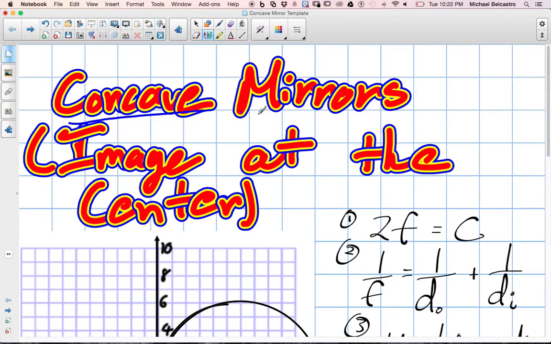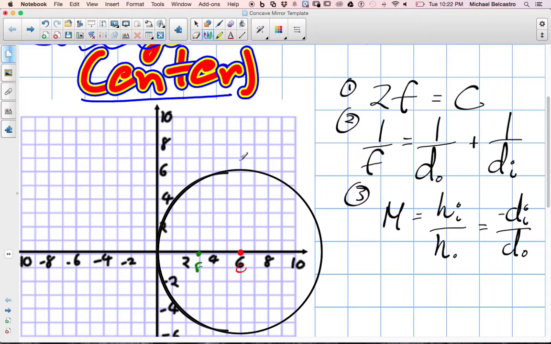We're going to look at concave mirrors, and we're going to look at an instance when the image of the concave mirror is directly at the center of the spherical mirror. So here's our spherical mirror, and we're on a Cartesian plane, and imagine this is the center of the circle.